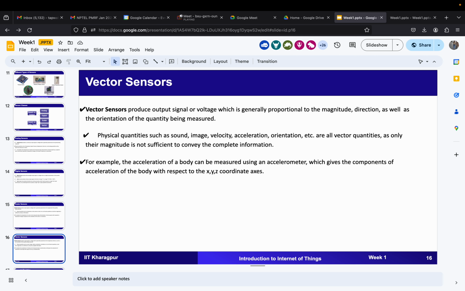For example, the acceleration of a body can be measured using an accelerometer, which gives the components of acceleration of the body with respect to the x, y, z coordinate axes. So whenever you use an accelerometer, it is continuously giving three values: one with respect to the x-axis, then the y-axis, and then the z-axis.